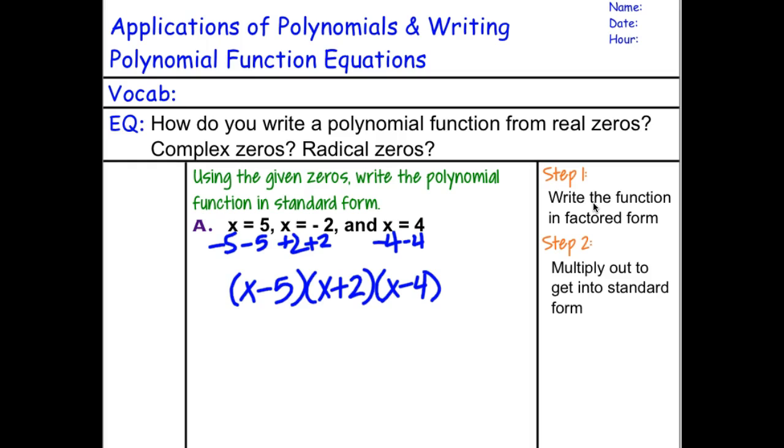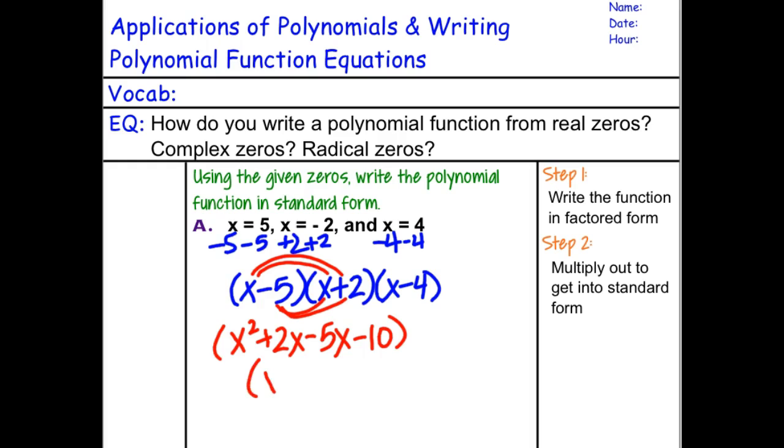Step two, multiply out to get into standard form. And now we're back to lesson 8.1, where we are starting off with FOILing. So we got x squared plus 2x minus 5x minus 10. So that gives us x squared minus 3x minus 10 times x minus 4.